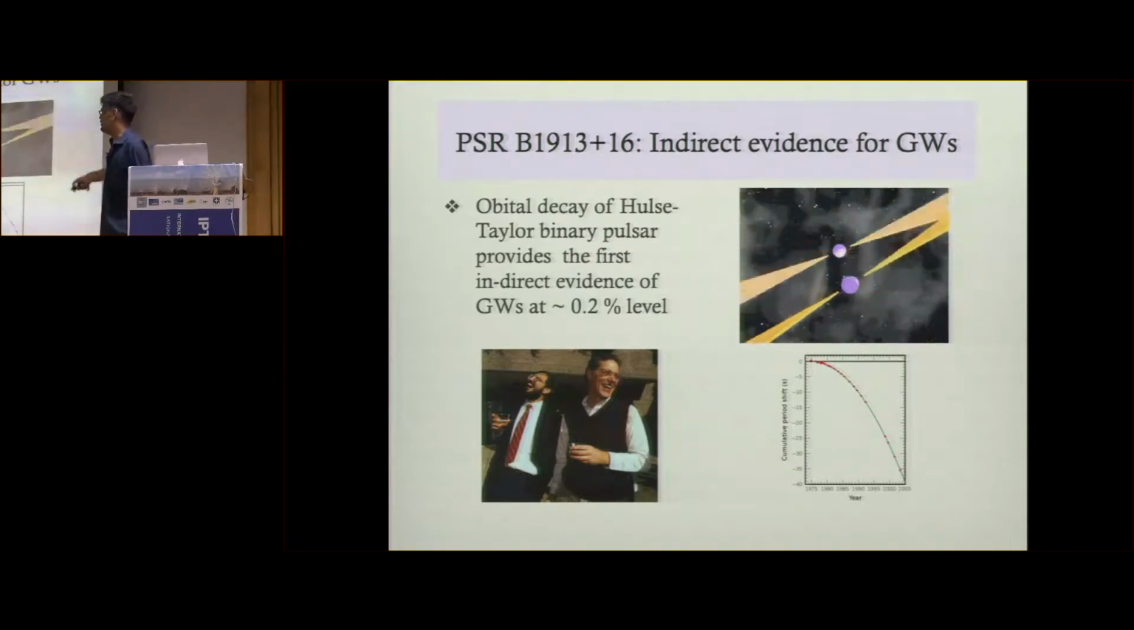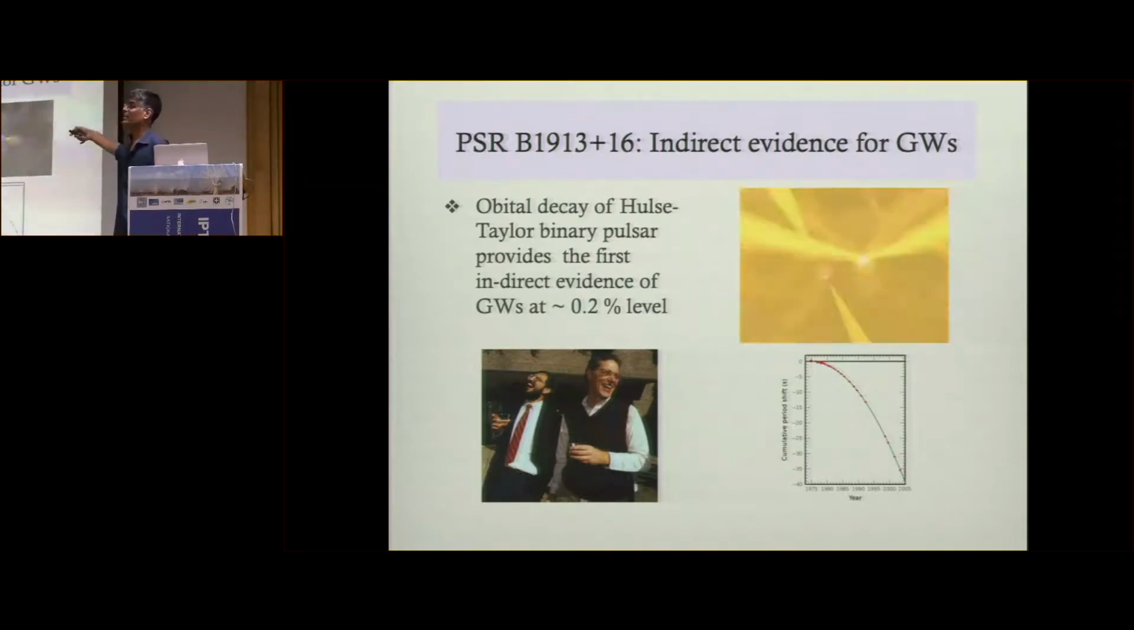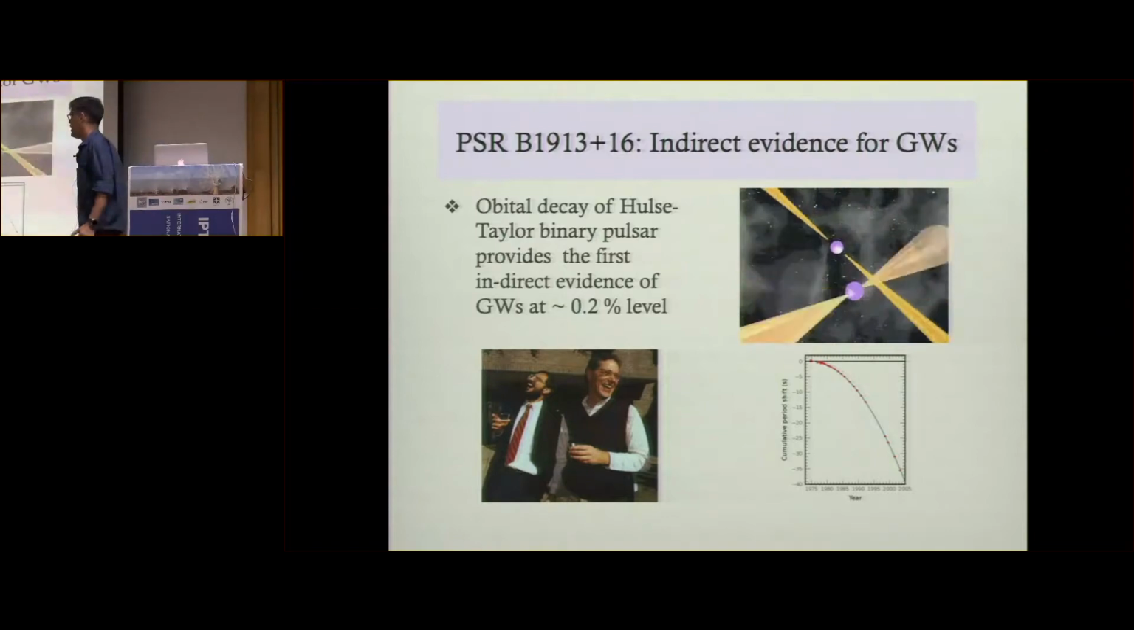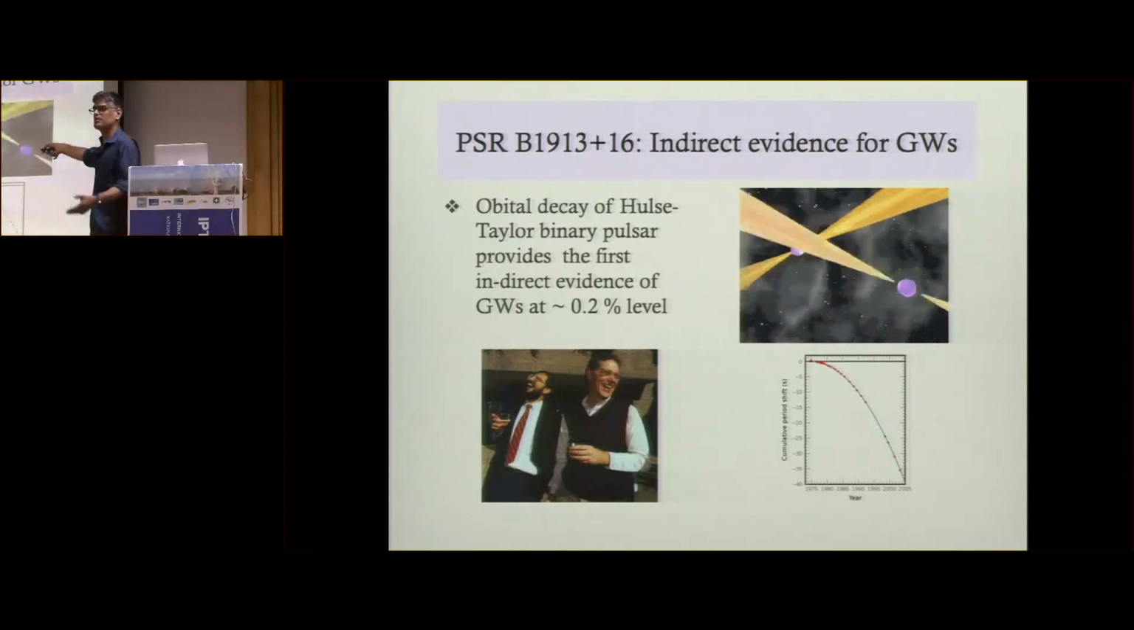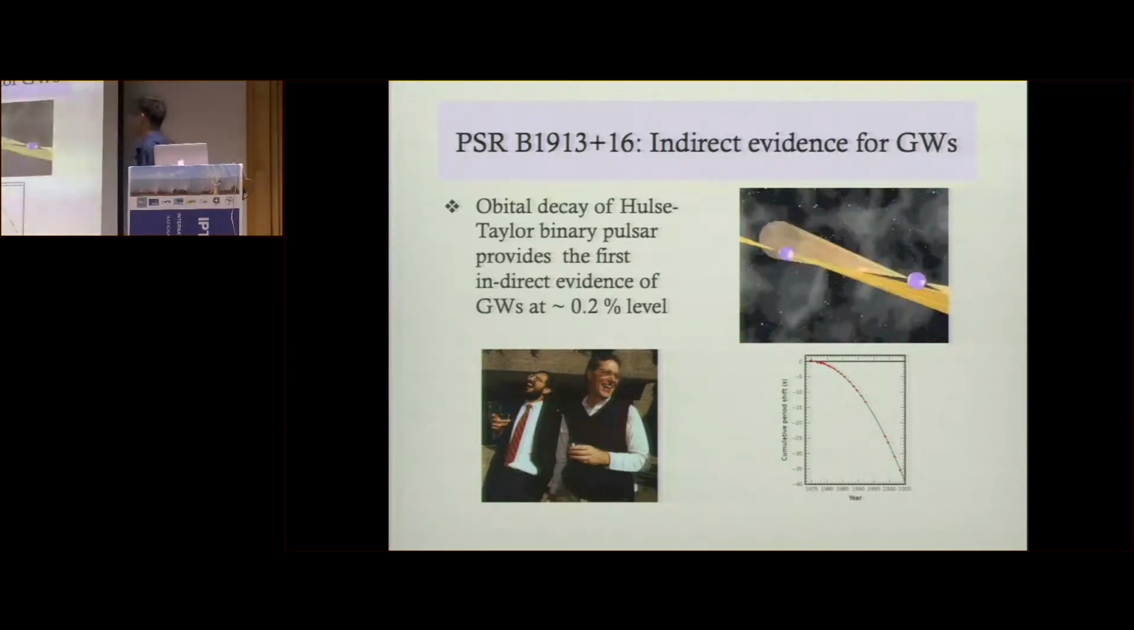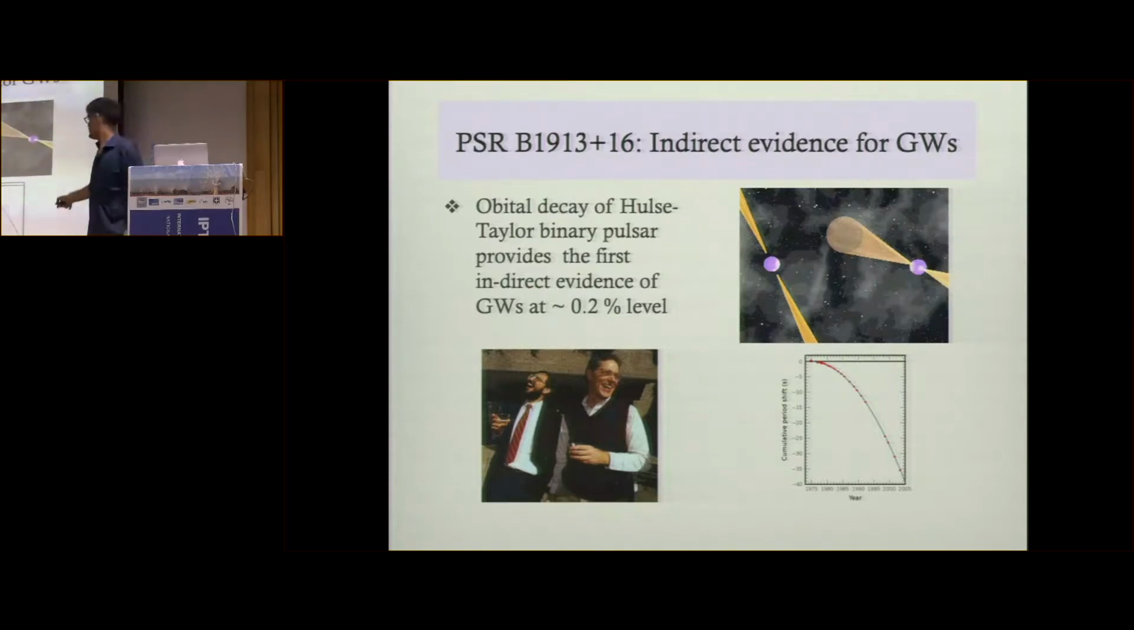And these two gentlemen got the Nobel Prize back in 1993. And we know that indirect evidence is essentially around 0.2% consistent with GR. However, how many of you can explain this figure? I'm not looking at the students. This is a non-trivial figure, and I always find people flash it.